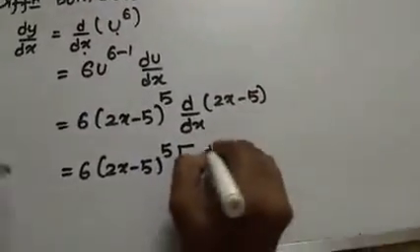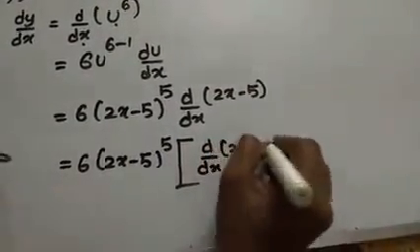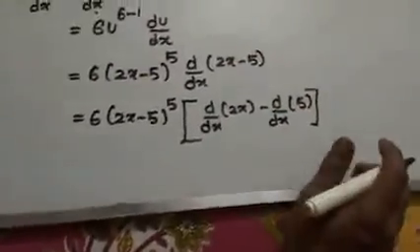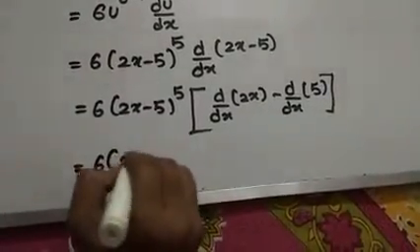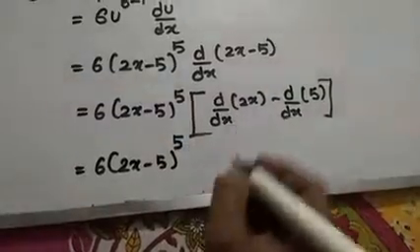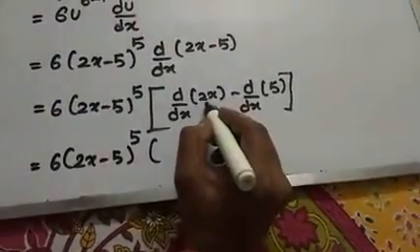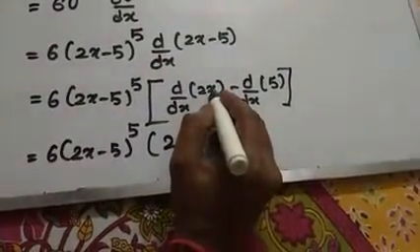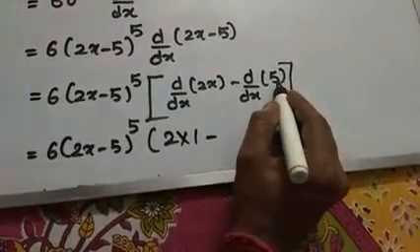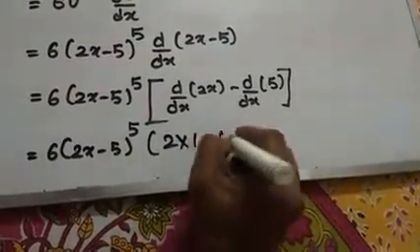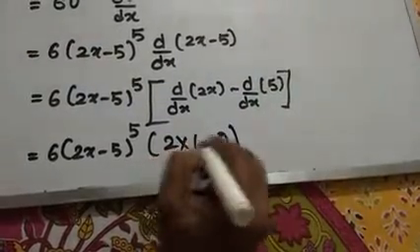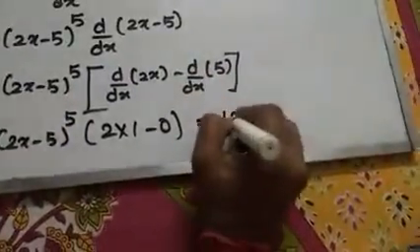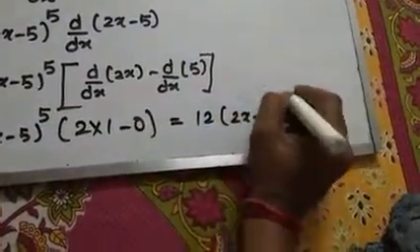Here there are two terms, that is d dx of 2x minus d dx of 5. Now see here 2x, okay, 2 is a constant. Again we know the constant comes out of the derivative, that is 2 only, and the x derivative is 1, minus 5 is a constant number, constant derivative is 0. So 2 into 1, 2, minus 0, that is finally this term will give 2, and 2 into 6, 12. So your final answer will be 12 (2x minus 5) to the power 5.